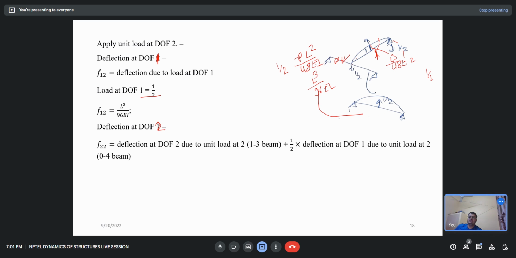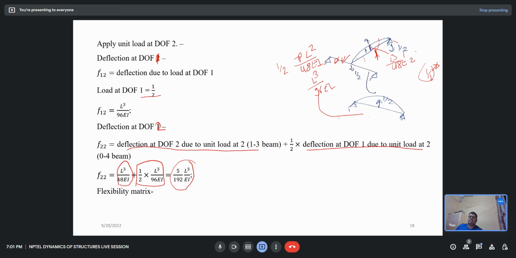Now the deflection at degree of freedom 2 is coming out to be F22, the deflection at degree of freedom 2 due to the unit load on this beam, plus 1 by 2 into delta. So that is L cube over 48 is the deflection of that particular beam, plus the deflection due to the other beam. If you sum it up, that will become 5 by 192 L cube over EI. So that is the flexibility matrix.